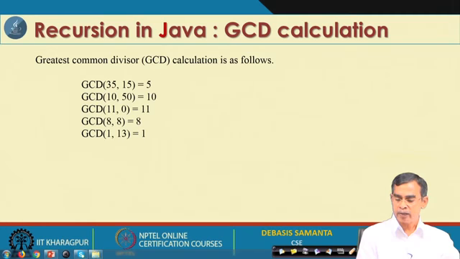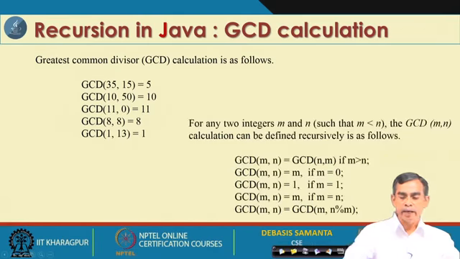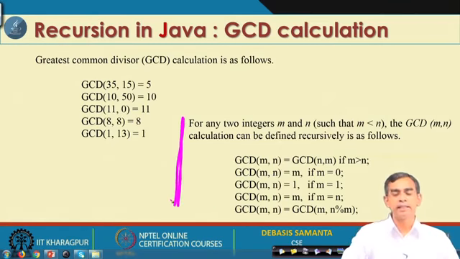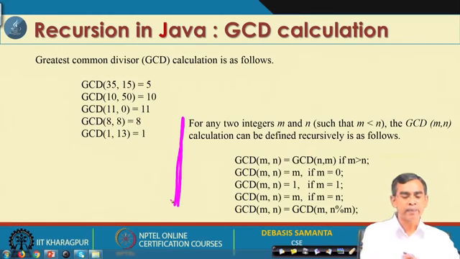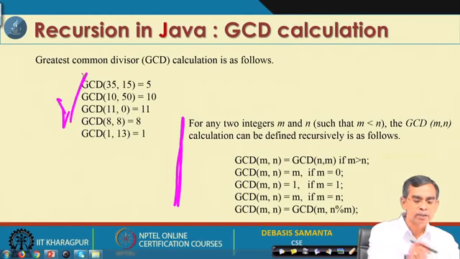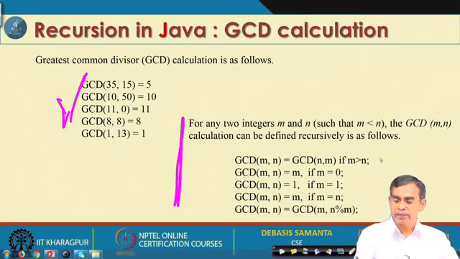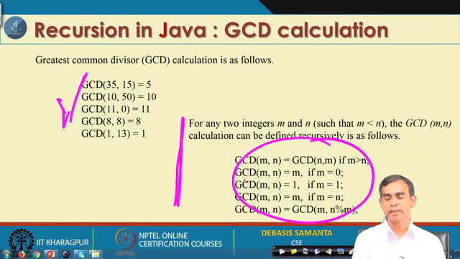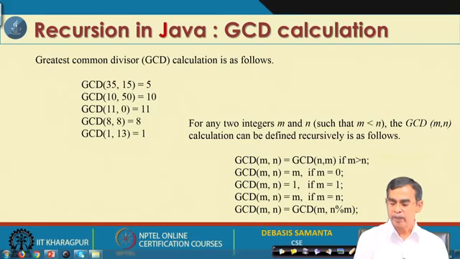Now, let us see how the same GCD can be defined recursively. So, here is the recursive definition. It is almost the same as this one. Now, if we convert this part into a method in a Java program, it calculates the GCD. Let us see how the method for the same in a Java program will look like.